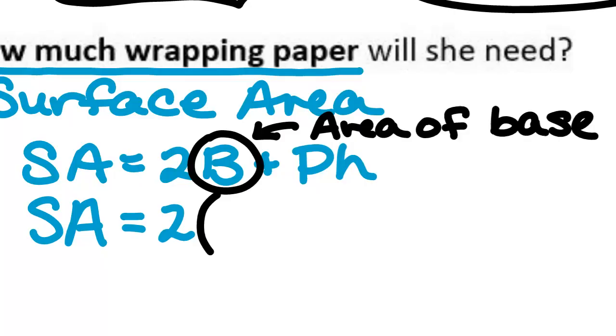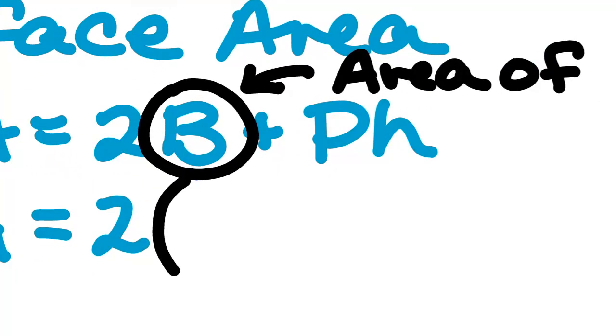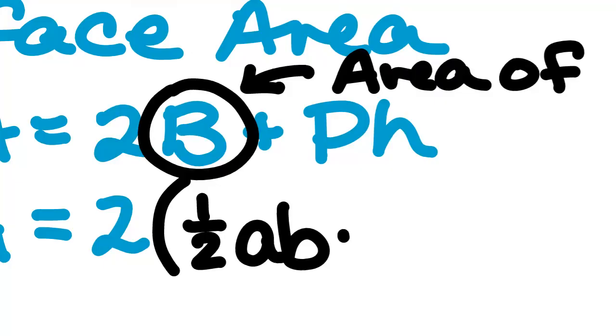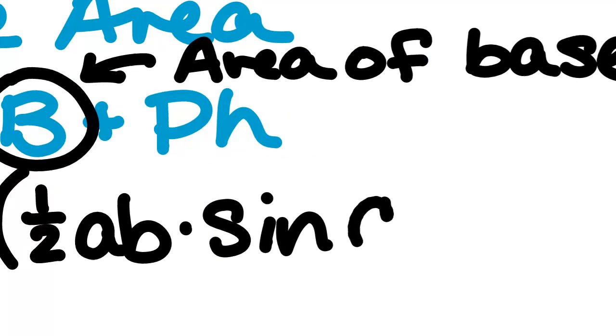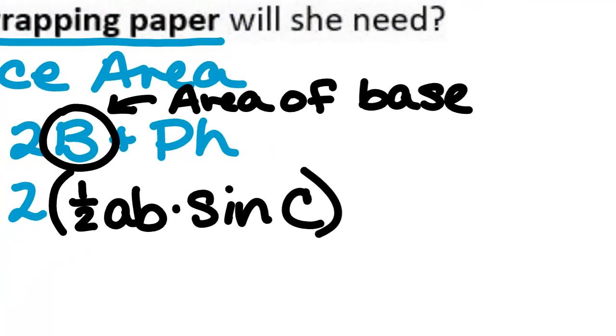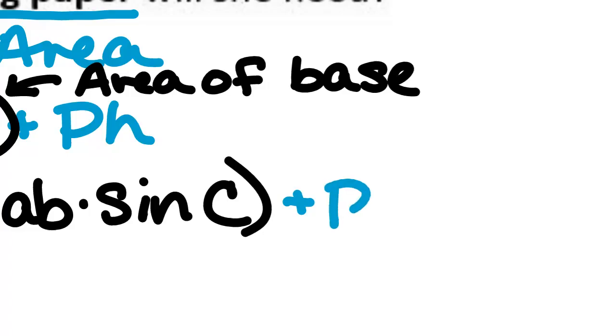We had 2 different formulas in 11A that we could use for this. Yep. We had 1/2 base times height for a triangle, or 1/2 AB times the sine of angle C, which is what we're going to use here because we don't have the height of these triangles, but I do have 2 of the sides, and I do have the ability to find the angle in between 2 of those sides, plus the perimeter times the height. And this is the perimeter of the base.